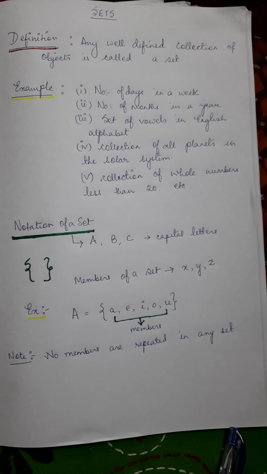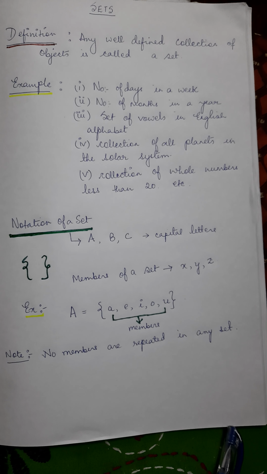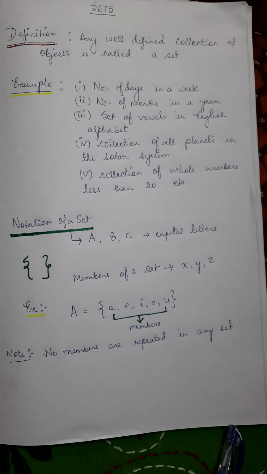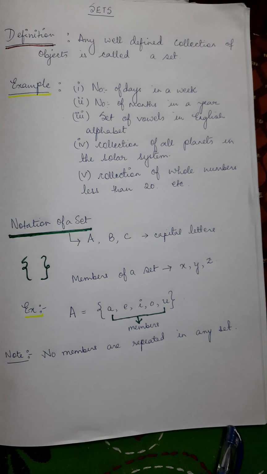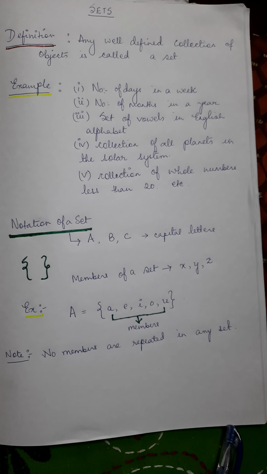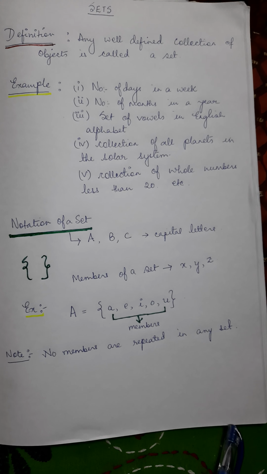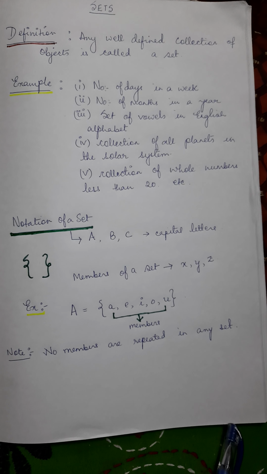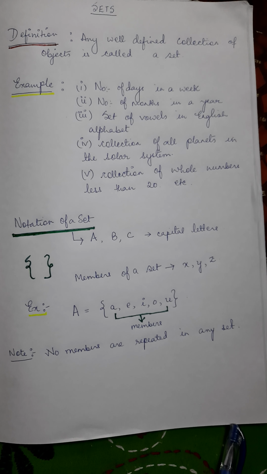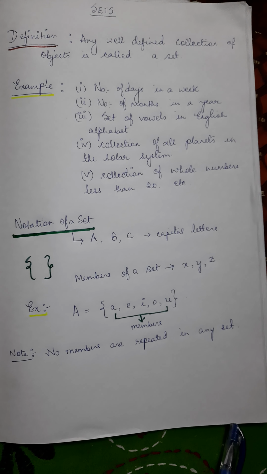Let us start with the definition of set. What is a set? Any well-defined collection of objects is called a set. In our daily life, we deal with a variety of objects around us. For example, number of days in a week. We know there are 7 days in a week. So, collection of these days can be considered as a set.